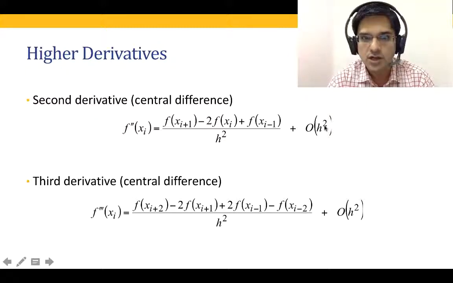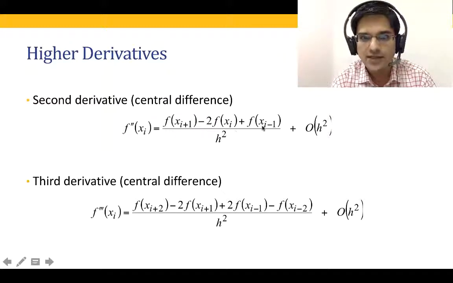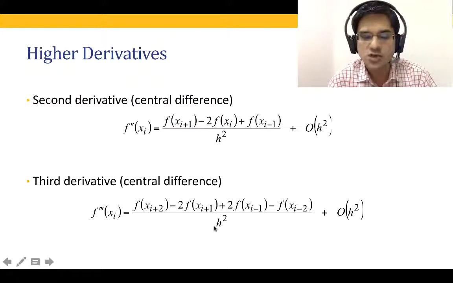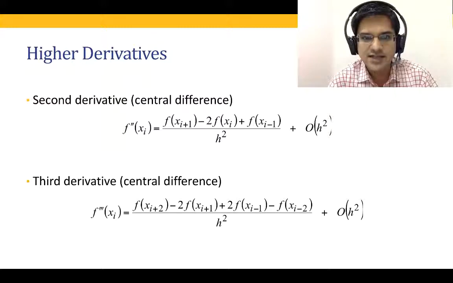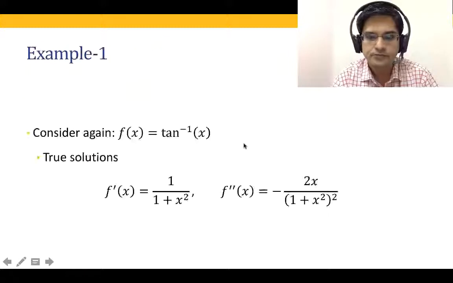You recall in the previous lecture, f dash of x was given as f of x i plus 1 minus f of x i minus 1, whole thing divided by 2h. That was the first derivative using the central difference formula. This is the formula for the second derivative. This is the formula for the third derivative, and so on and so forth. We can compute formulae for higher derivatives. Over here, this should be h cubed and not h squared. In this lecture, we are only going to concern ourselves with the second derivative over here.